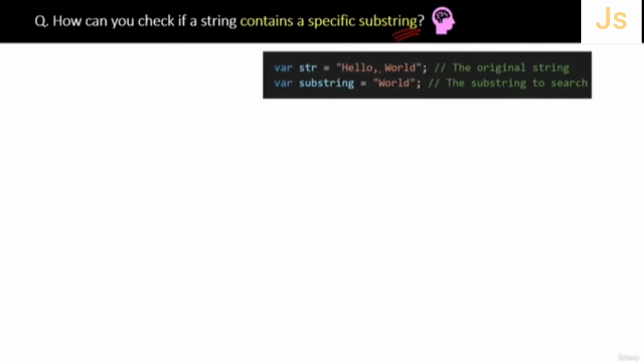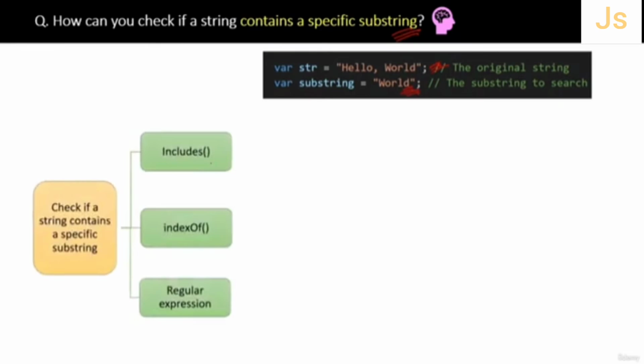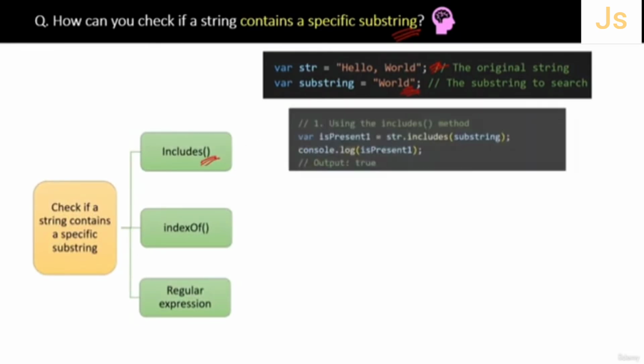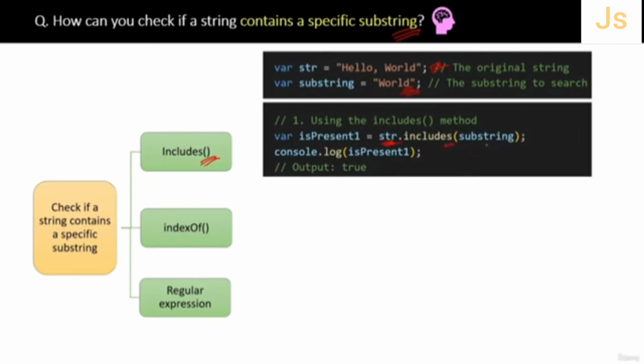How can you check if a string contains a specific substring? For example, this is the code and we have to check whether this hello world will contain this substring world or not. For that, we have these 3 ways to do it. The first way is to use the includes method. So we will call the includes method of the string like this and pass the substring as the parameter, which will return true or false. In this case, it is true.